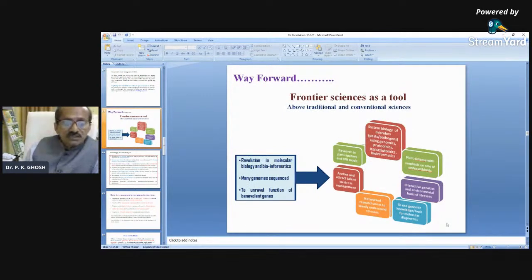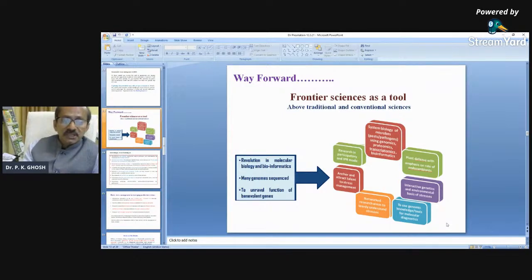Now, frontier science. We know that so far visual symptoms have been used for early detection and diagnosis of disease and pests of any plants. But now we should adopt frontier science. We know the various frontier sciences, that is systems biology, plant defense with emphasis on the role of endosymbionts, and also genomics knowledge tools for molecular diagnostics. If we use these, we can definitely bring a revolution in molecular biology and bioinformatics.